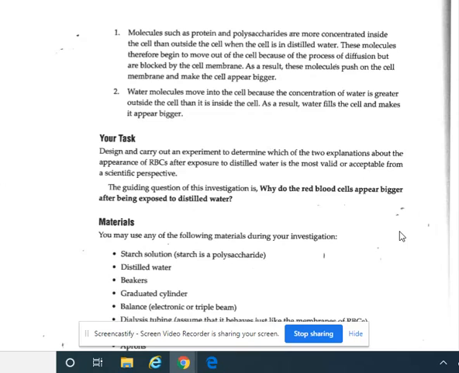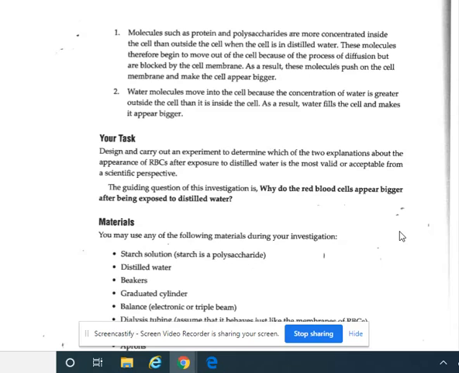These molecules therefore begin to move out of the cell because of the process of diffusion, but are blocked by the cell membrane. As a result, these molecules push on the cell membrane and make the cell appear bigger. The second explanation is water molecules move into the cell because the concentration of water is greater outside the cell than it is inside the cell. As a result, water fills the cell and makes it appear bigger.